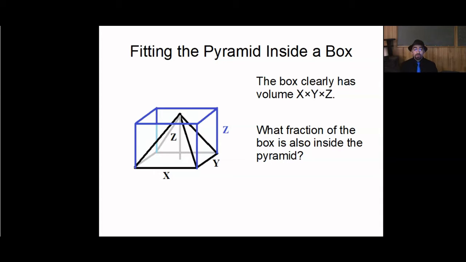Now I can ask, what fraction of the box is also inside the pyramid? Now, if I know the formula for volume of a pyramid, I'd say, okay, it's got to be 1/3. Alternately, if I can say that there's a 1/3 probability that any point randomly inside this box is also inside the pyramid, then that's another way of showing that the volume must be 1/3 base times height.